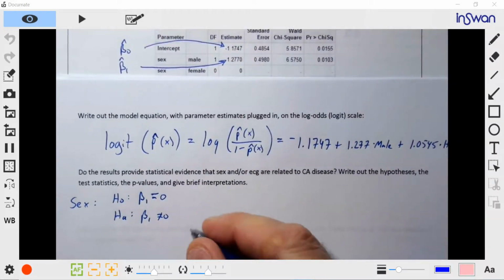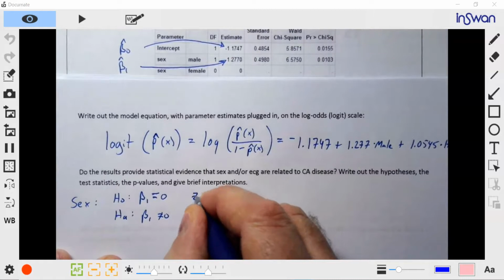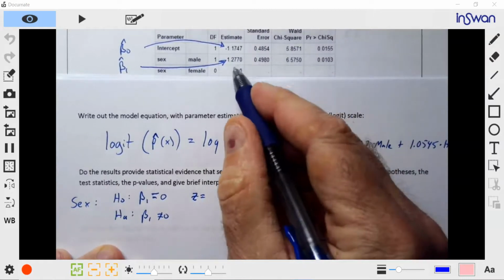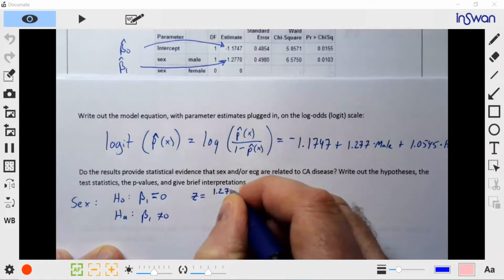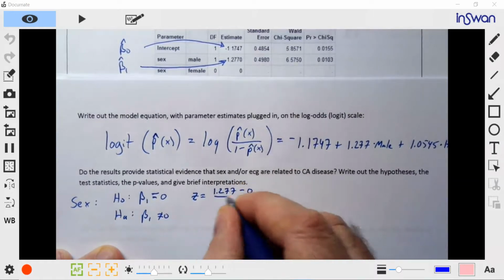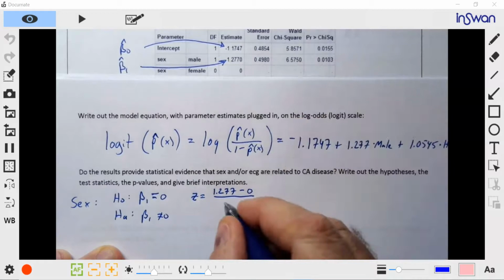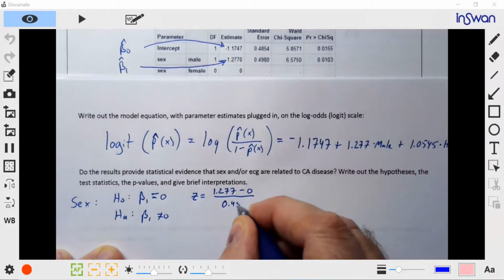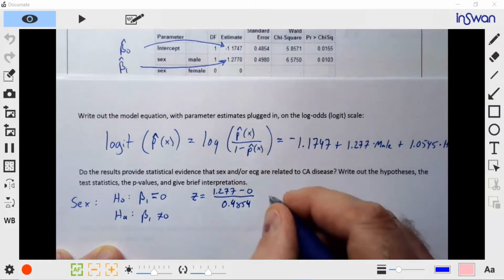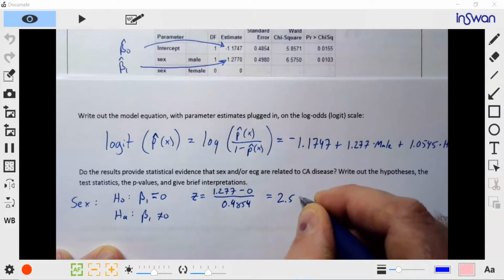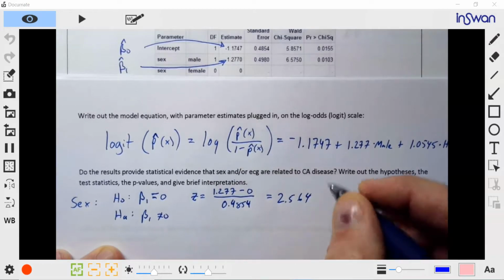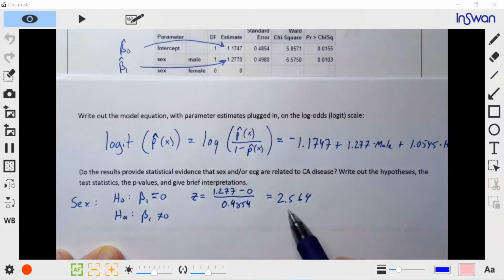And the z statistic here is 1.277. Remember, it's the estimate minus the null value divided by the standard error of the estimate, 0.4854. I'm just writing this out to show you how this works. 2.564 would be our z statistic, if you do this calculation.